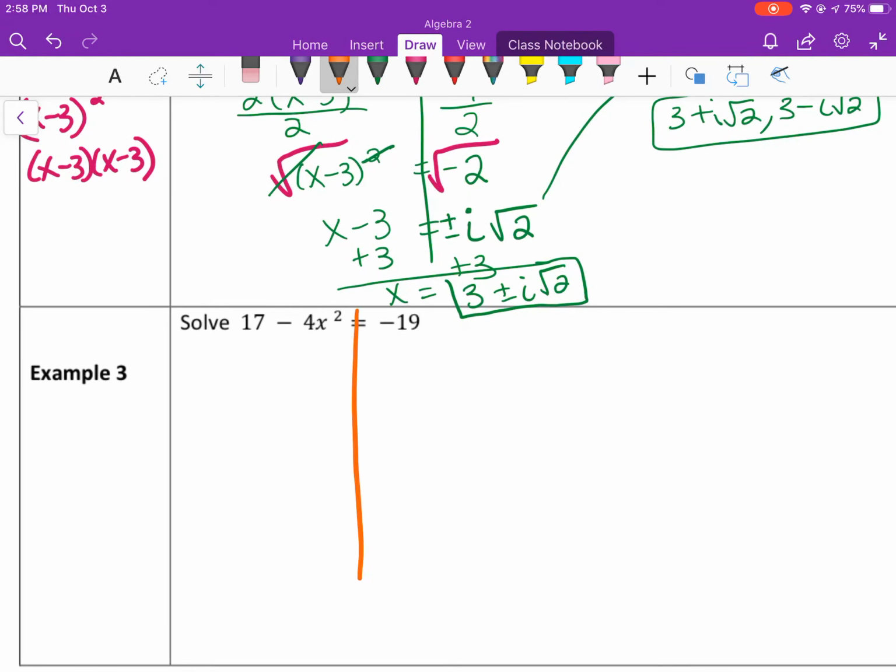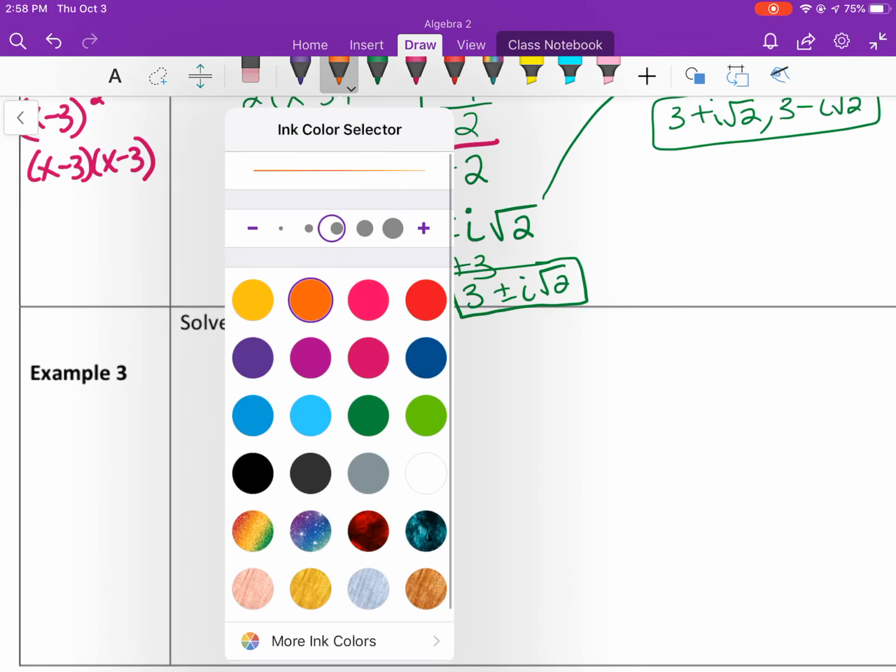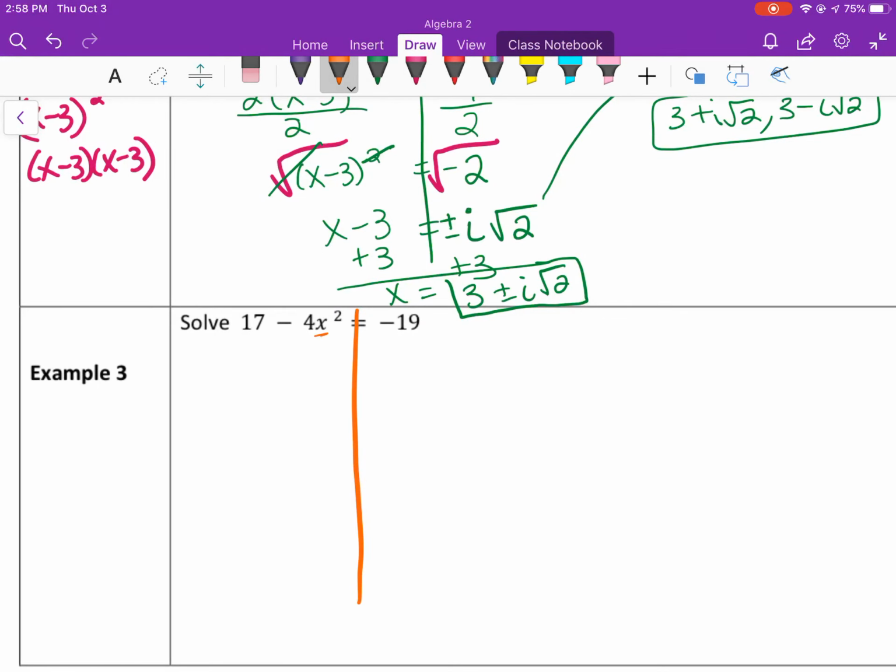Okay, we just need to isolate our variable here, which is our x squared. So we're going to want to move the 17 first. Since it's positive, you want to subtract on both sides. The negative will still come down, so it'll be negative 4x squared equals, these are both negative, so you can add them together and keep the negative. The negative 4 is times x squared, so divide by negative 4 on both sides. And 36 divided by negative 4 is positive 9.